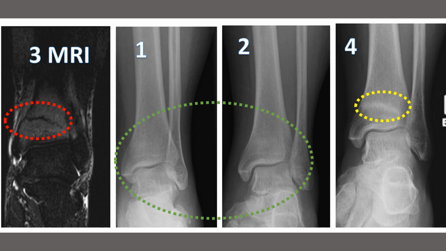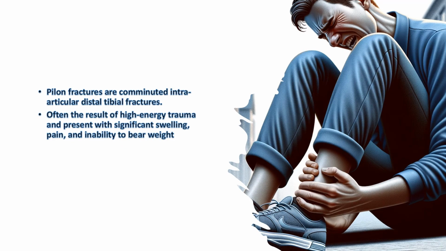Pilon fractures. Pilon fractures are severe injuries of the distal tibia. Radiologically, these involve the tibial plafond with varying degrees of articular involvement and displacement. Pilon fractures are comminuted intra-articular distal tibial fractures. They are inherently extremely unstable.